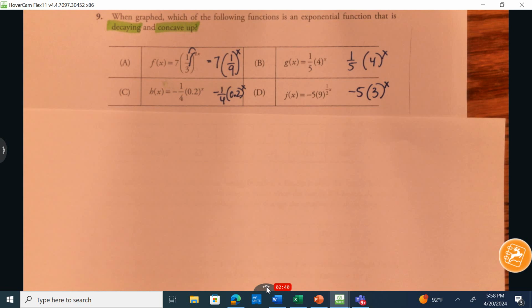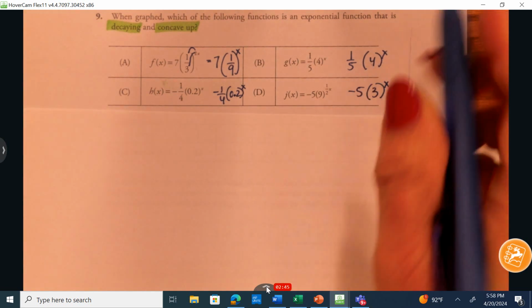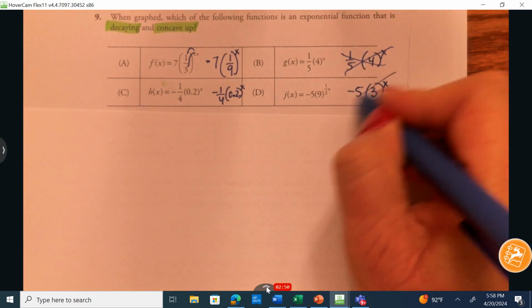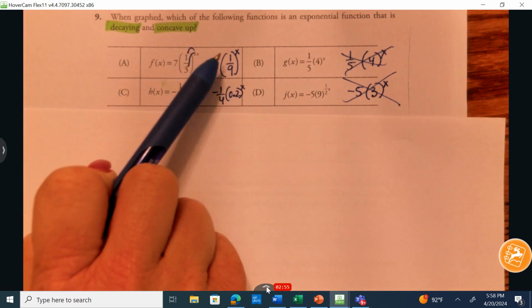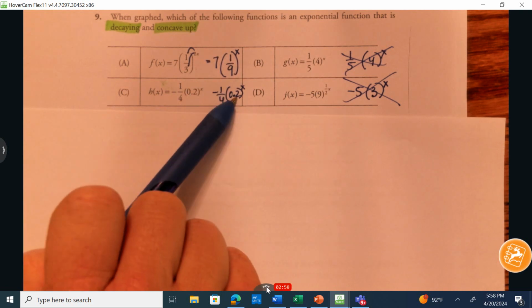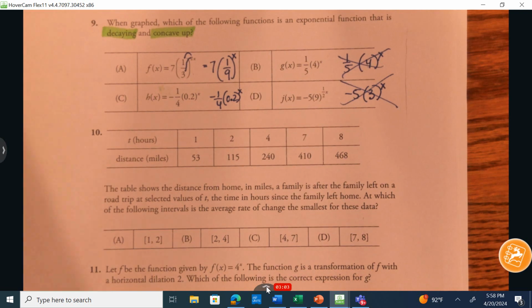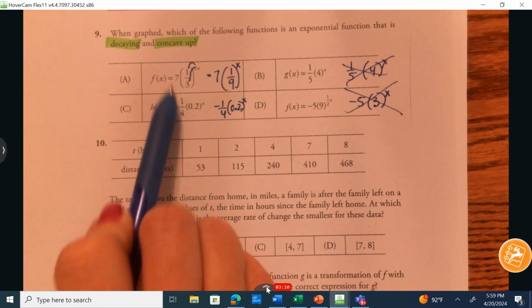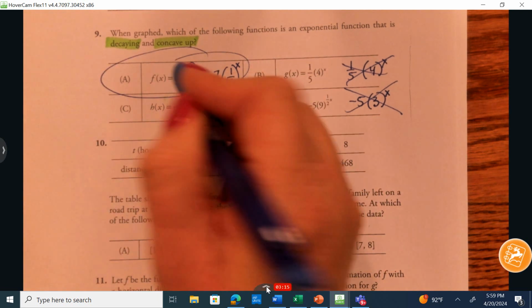All right, so let's first start with the easiest thing, which is decay. Here we have a b value that is greater than 1. This is an example of exponential growth. Again, the b value is greater than 1. This is exponential growth. These would be examples of exponential decay. Why? Because this b value is between 0 and 1. Now we want concave up, and we drew that picture. And when we drew that picture, concave up again has an a value that is positive. So when I look at my choices, only one of these has an a value that is positive with exponential decay. Correct answer is A.